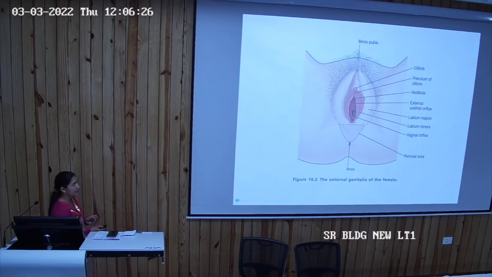They are enveloping the region which is covered with the hymen, and this is the vaginal orifice, this is the urethral orifice. Then posterior to the vulva and anterior to the anus, this triangular area is called the perineum.